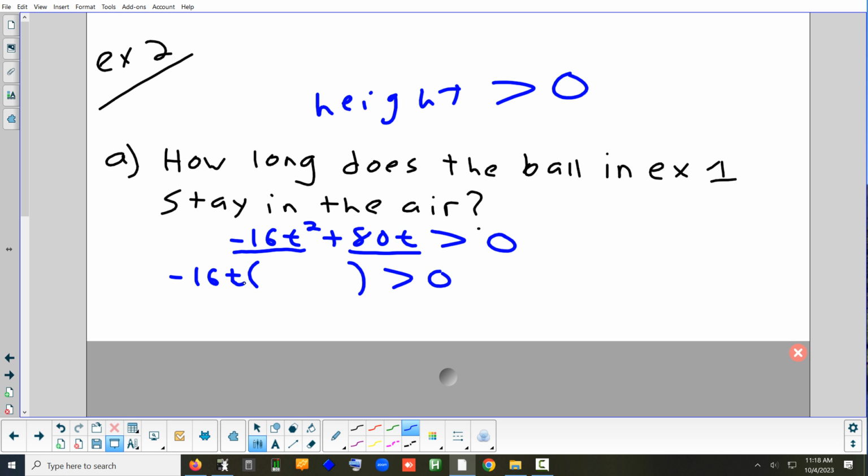Negative 16t times what is negative 16t squared? Yep. t plus 5. So that would be a t. And now negative 16t times what is 80t? Minus 5. Yep. You can check that by distributing it back out, and you'll see that it works. Any questions on factoring out the GCF?